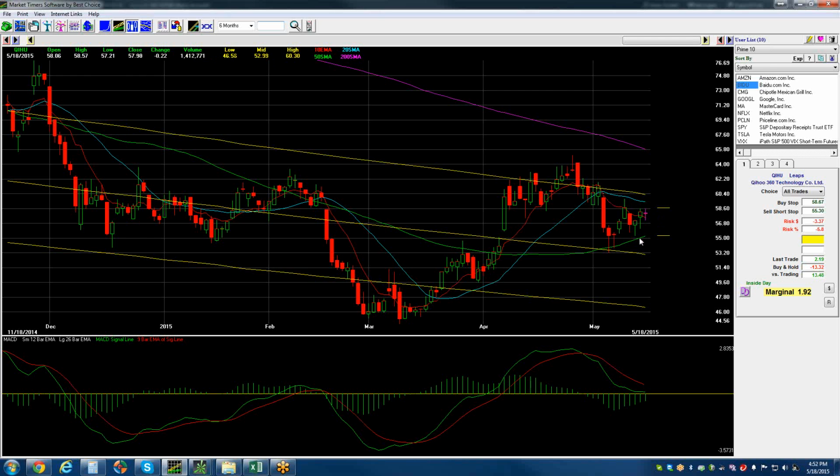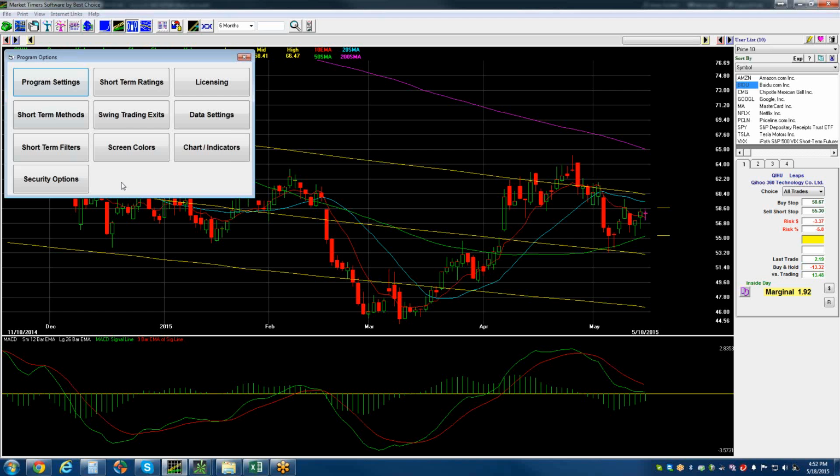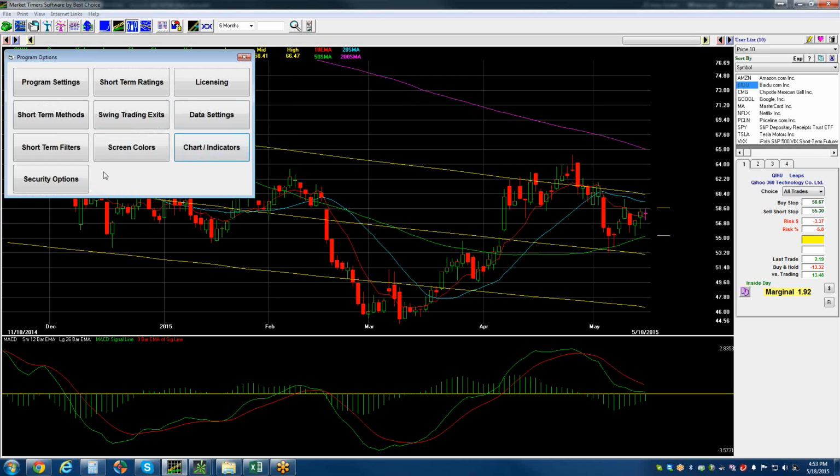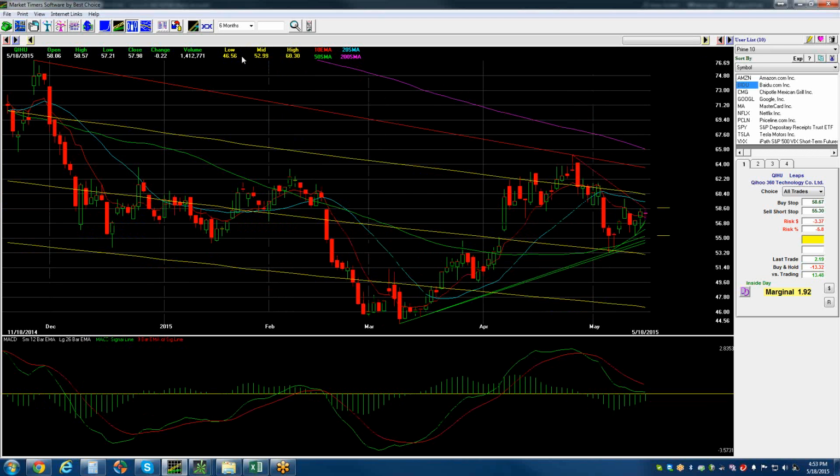I see a pennant or a flag forming right here, if you can see that. You draw a line right here at the bottom, draw a line from the top here. You could actually do that with Best Choice, and you don't even have to draw lines. Just go to your chart indicators, take your scroll bar all the way down, click on trend lines, and show trend lines. It gets too busy on my charts, that's why I normally don't have them, but this will drive home the point right here.